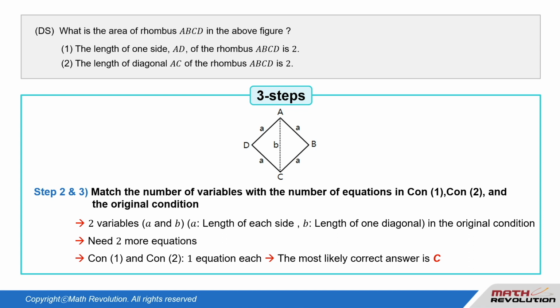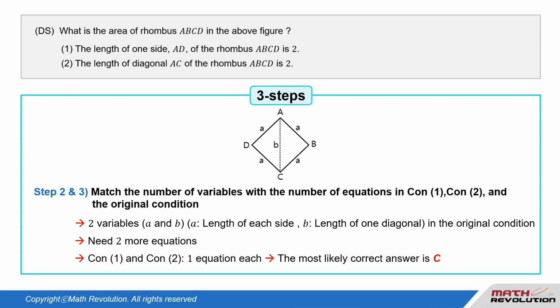Since a rhombus has equal lengths of the 4 sides, it has 2 variables, A and B, where A is the length of each side and B is the length of one diagonal, shown in the above figure. To match the number of variables with the number of equations, we need 2 more equations, since conditions 1 and 2 will provide 1 equation each. It's about 70% likely C would be the answer.